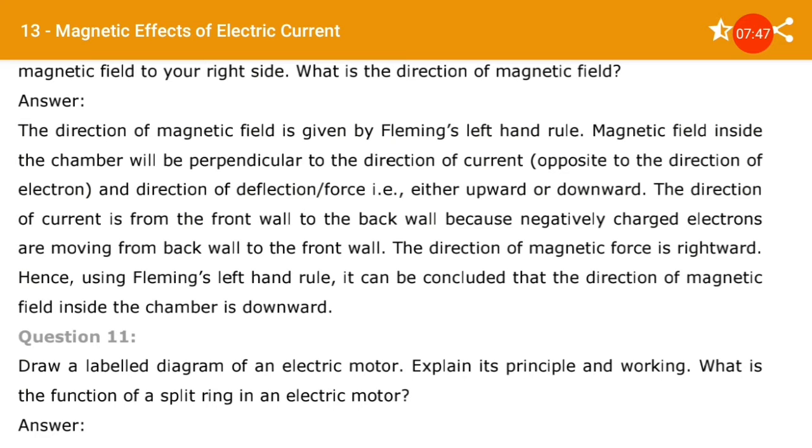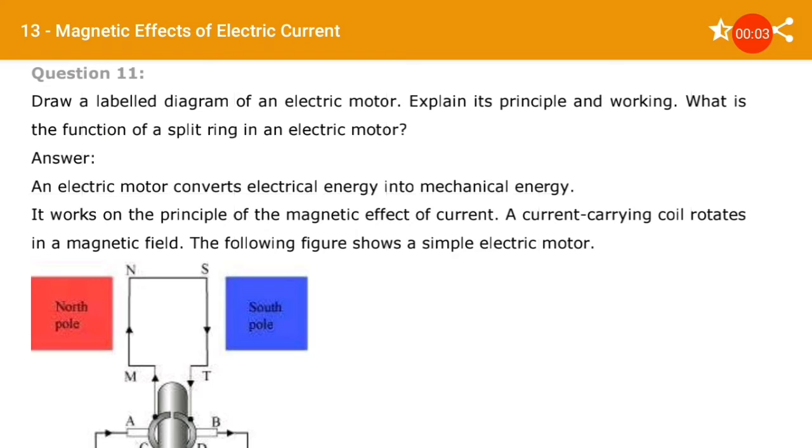The direction of the magnetic force is rightward. Hence, using Fleming's left hand rule, it can be concluded that the direction of the magnetic field inside the chamber is downward.